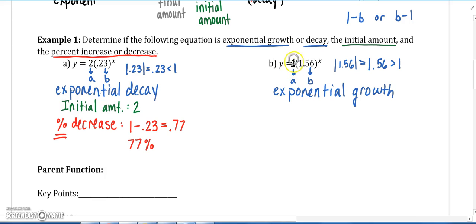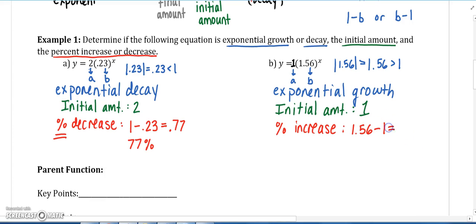All right, our initial value, remember what we mentioned, if there's no number there, that's really a 1. So our initial value, what we're starting at, is going to be just 1. And the last piece is my percent increase or decrease. Since it's growth, we are going to be increasing, so it's a percent increase. To figure that out, we want to know how far away 1.56 is from 100%, or 1. Since 1.56 is bigger than 1, I'm going to start with that and then subtract 1. I always want that number to be positive, so that's why I always start with the bigger number. We get 0.56, so that means my percent increase would be 56%.